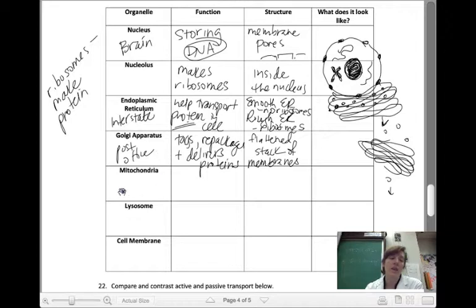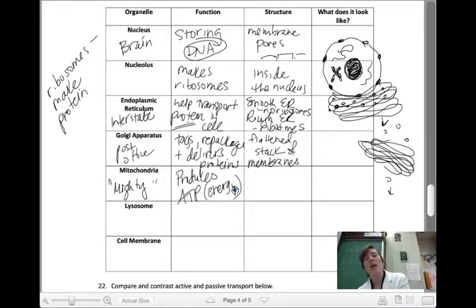The mitochondria is a very important organelle. We call it the mighty mitochondria because it produces ATP, otherwise known as energy in cells. So super important, super important. And the mitochondria has two membranes because one of them does all of the energy creating, and the more of it, the more energy that gets created.